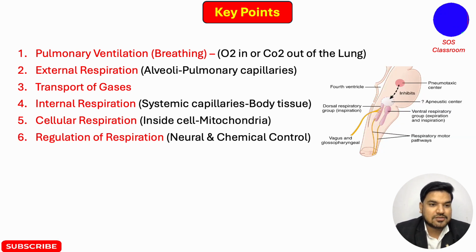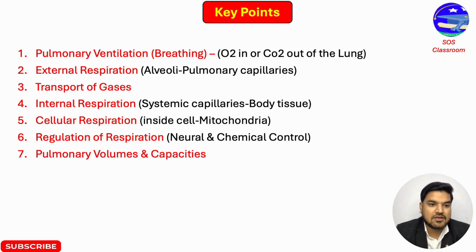Next, we will talk about regulation of respiration. Regulation of respiration means how respiration is controlled. Regulation of respiration is controlled by two methods. Number one, neural method, and number two, chemical control. So we will discuss. And last, we will talk about pulmonary volumes and capacities.